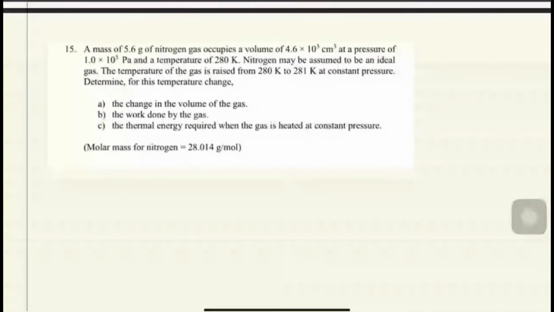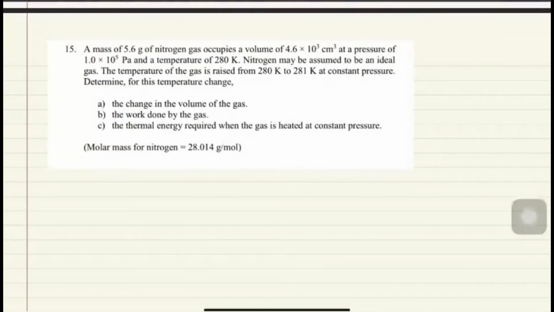Okay, a mass of 5.6 gram of nitrogen gas occupies a volume of 4.6 times 10 to the power of 3 at a pressure of 1 times 10 to the power of 5, temperature is given. Nitrogen may be assumed to be an ideal gas. Temperature is raised from 280 to 281 at a constant pressure.